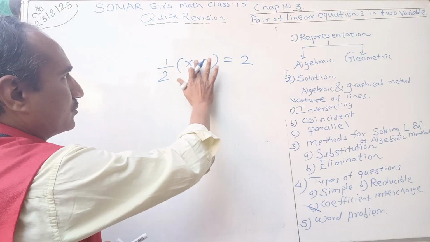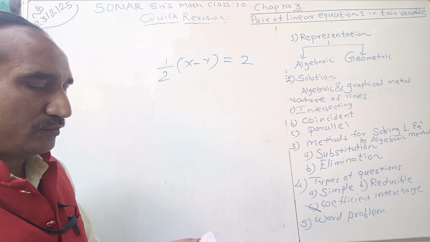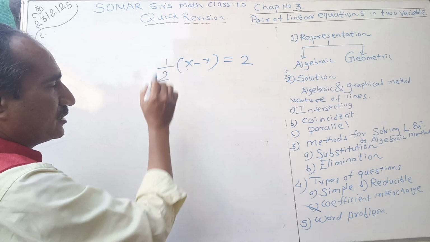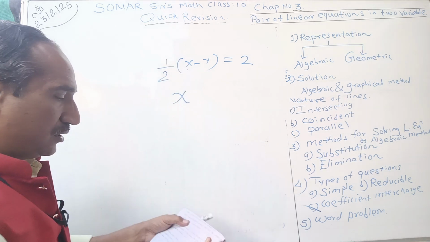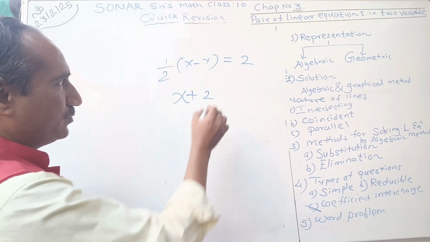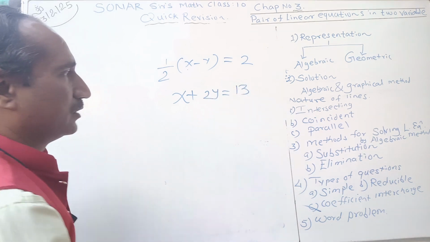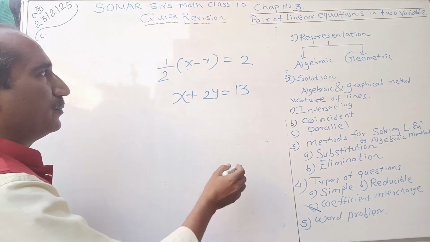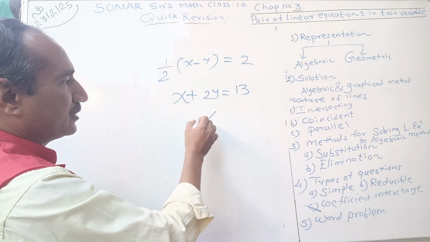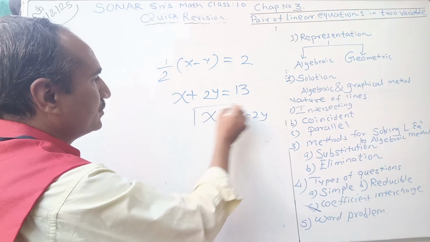And difference, so we have to take the subtraction. And the second condition: the sum of the greater number. Suppose this is the subtraction, so this must be the greater number. The sum of the greater number and twice the smaller number is 13. Then find the numbers. We'll solve these two equations by the substitution method. So see this, x is equal to 13 minus 2y.